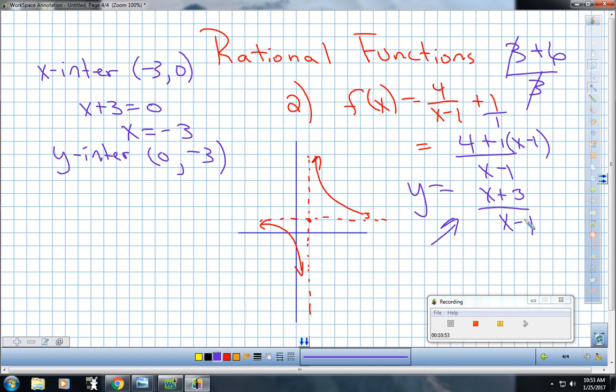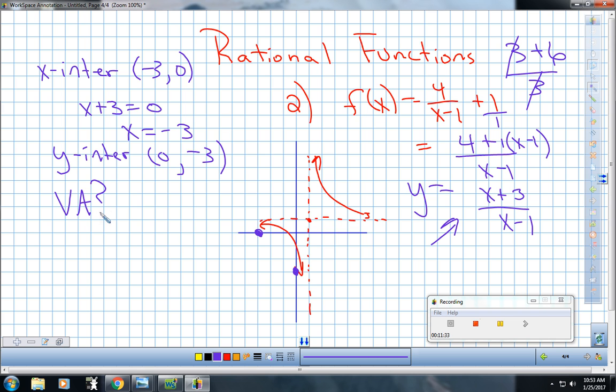Okay, so let's do this. X-intercept is at -3. Y-intercept is at -3. Okay? The next thing we're going to ask is this question. And that's, of course, saying VA, which means are there any vertical asymptotes?